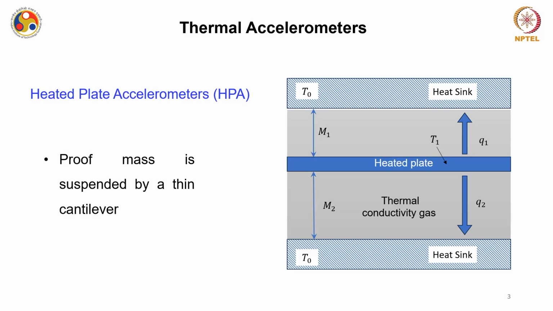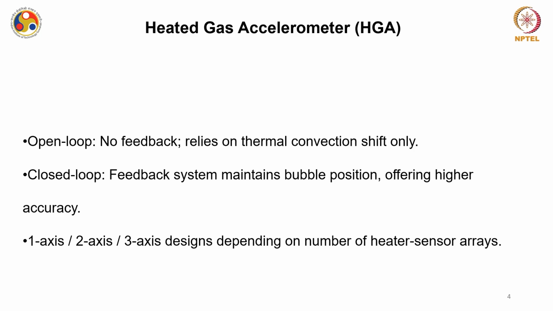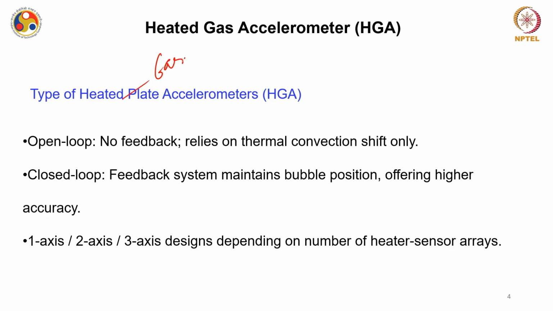And in the previous class we have talked about this HPA or heated plate accelerometer in more detail, and we have seen that the proof mass in this kind of device is suspended by a thin cantilever. Okay. So, another type of accelerometer is HGA, the heated gas accelerometers. Heated gas accelerometers can be of different types. They can be open loop type or they can be closed loop type. Depending on the axes along which it is measuring acceleration, it can be a single axis, bi-axis and tri-axis accelerometer.